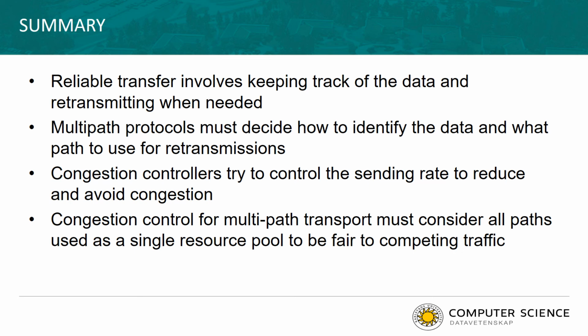We have also seen that congestion controllers are important to control the sending rate into the network, to ensure that we avoid congestion and a massive loss of packets in the network. And when we have congestion control for a multipath transport, we have to consider the paths as a single resource to be fair to competing traffic. So the coupled congestion control is a key mechanism for multipath transport communication.